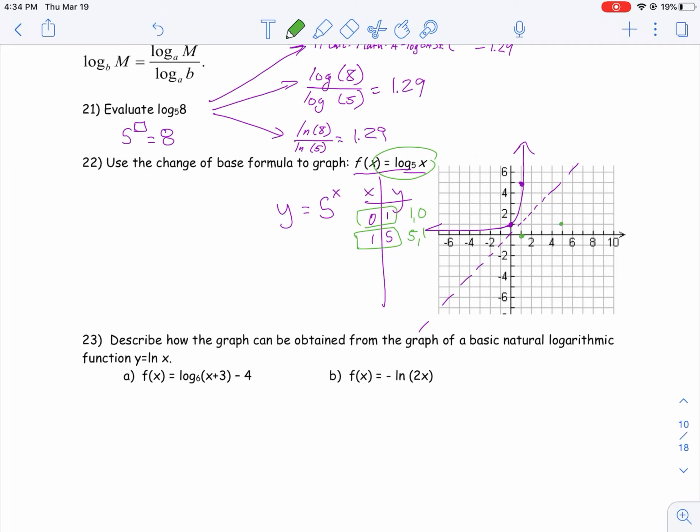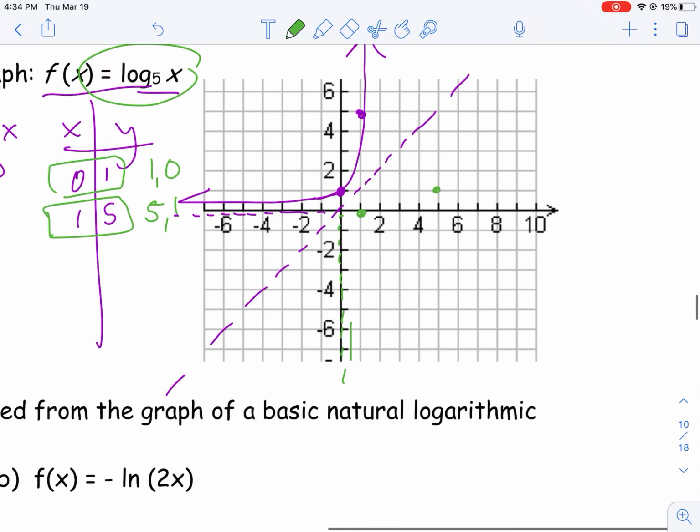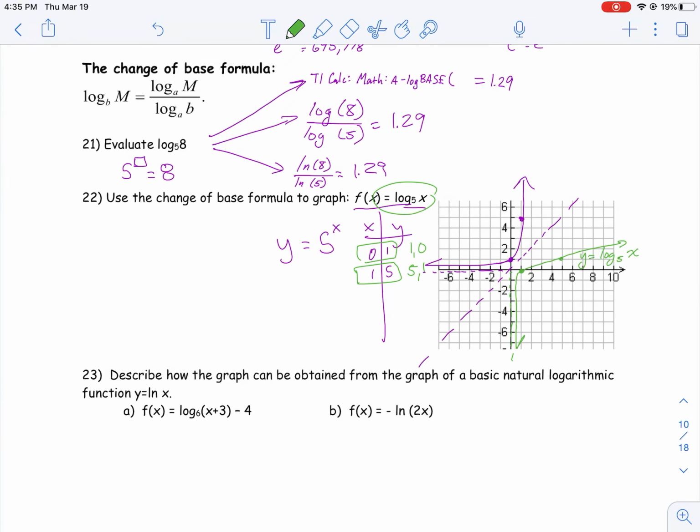Instead of having this horizontal asymptote here, you see we're going to have a vertical asymptote here. And so this turns into the function y equals log base 5 of x. So that's really what we're doing with logarithms, is we're going to think about the exponents.